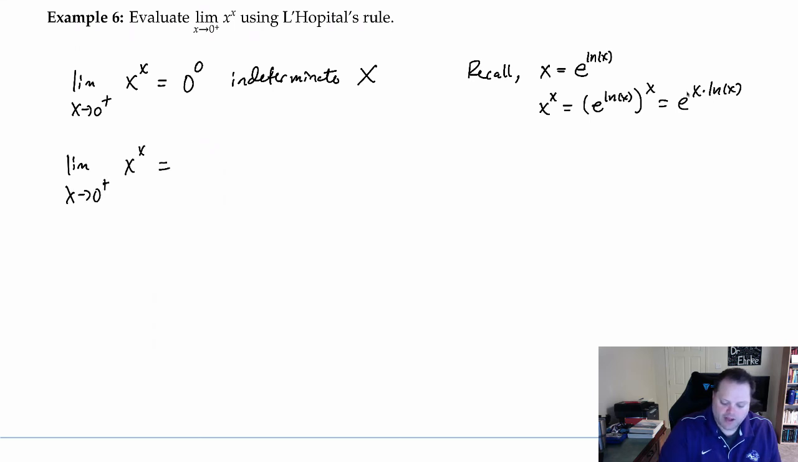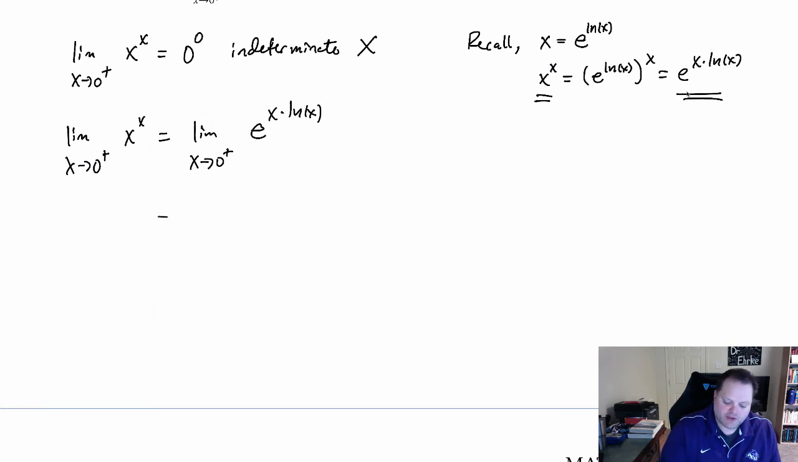So I'm going to take my limit and rewrite it using what I just showed. I'm going to take x to the x and rewrite it as e to the x ln x. Now remember, properties of limits: if you have a limit of an exponential, you can take the limit of the exponent. So the limit pops up into the exponent, and we're taking the limit of x ln x as x approaches 0 from the right.